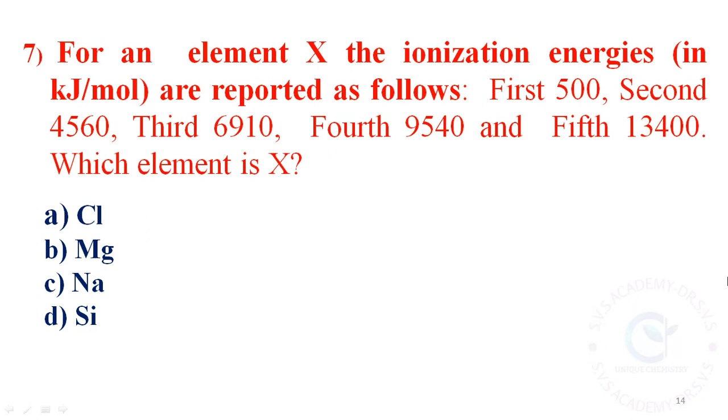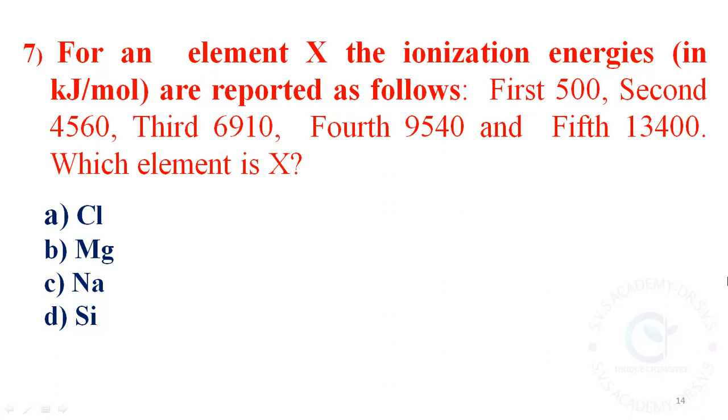Now we observe the ionization energy values given: first, second, third, fourth and fifth. The difference between the first and second ionization energies is the highest among the successive differences. So here sodium is the only possibility. Sodium has one electron in the valence shell, and after the removal of this electron it attains a stable configuration. So a big jump is observed for sodium at the second ionization potential.